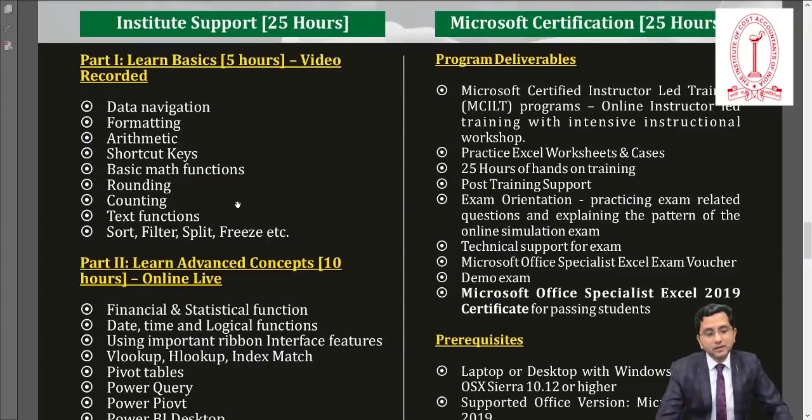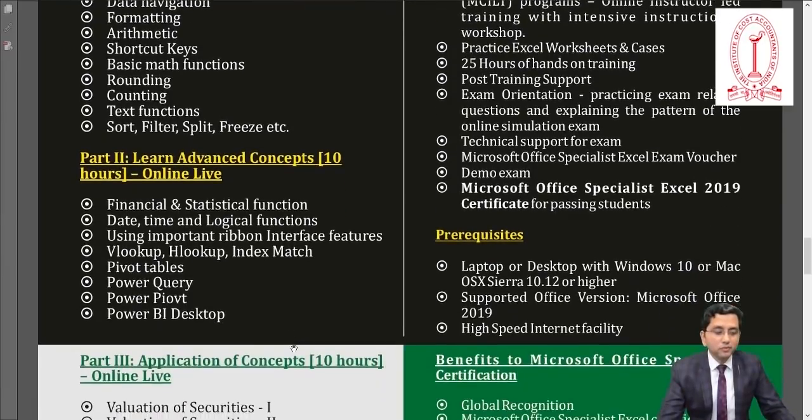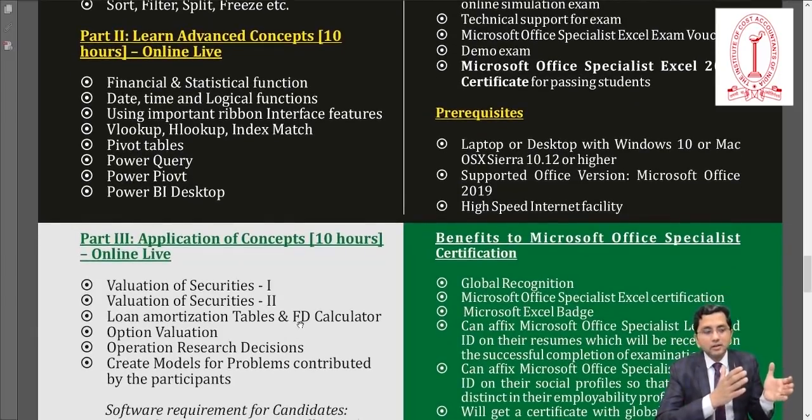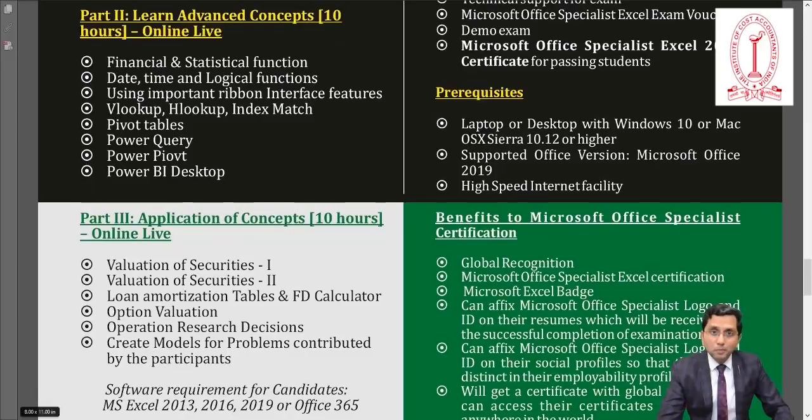And then I will also be taking this session of 25 hours, for which 5 videos will be recorded, and the videos will be given to you. And then we will have 2 sessions. The rest of the course is divided into 2 more parts. Part 2 is learning advanced concepts, and part 3 is application of concepts. So these 2 parts I will be taking, that is financial and statistical functions, date, time and logical functions, VLOOKUP, HLOOKUP, index match, pivot table, Power Query, Power Pivot, Power BI Desktop.